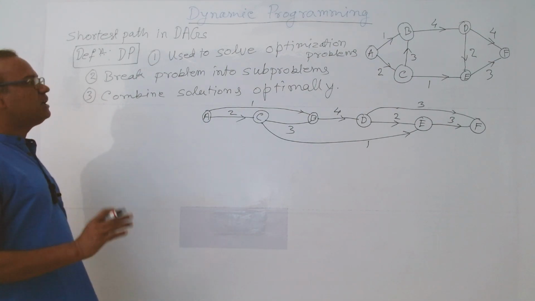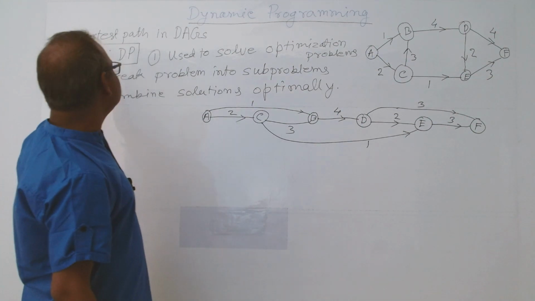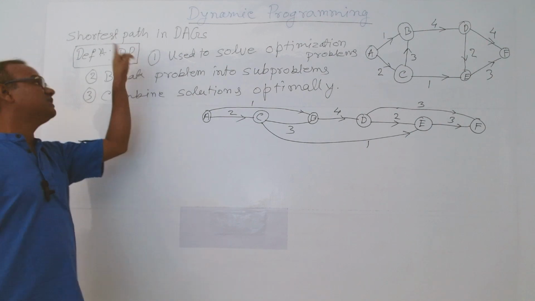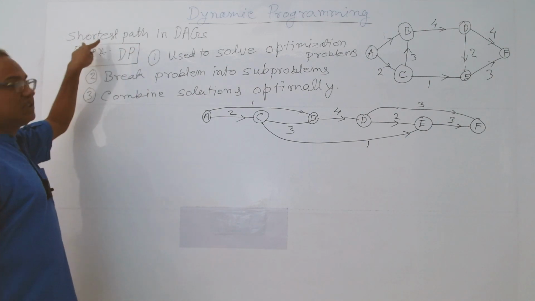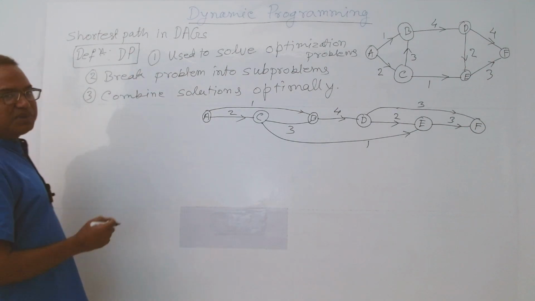So first step, I have to write a recursion. This is an optimization problem. Why? Because this is a shortest path problem. So it is an optimization problem. Okay, we have to find the shortest path. So let's write a recursion first.